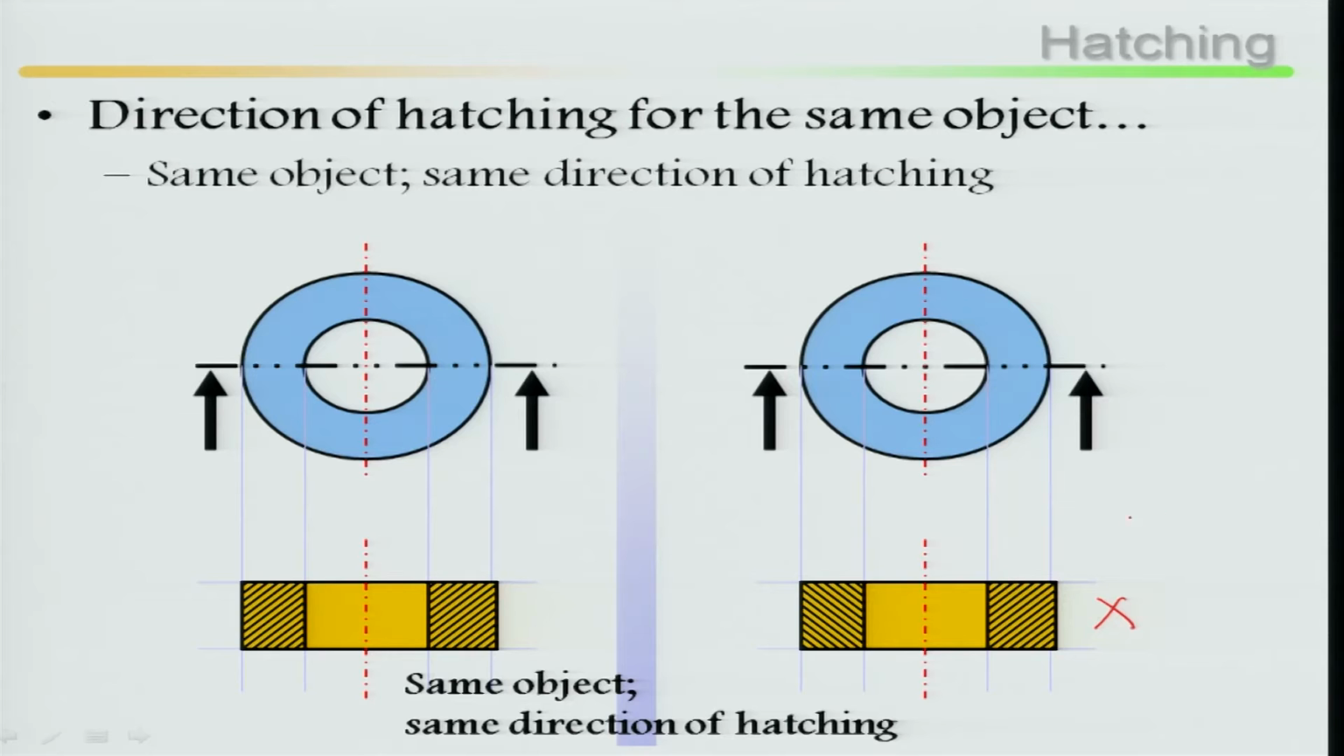You cannot do this. Suppose this is the object, for example, this is a hollow part and this object is made up of steel. If I do the hatching, I will do it here, similarly I will do it here. I cannot do this side this way of hatching, this is wrong. If you want to maintain it, then you have to maintain the same on both the sides.